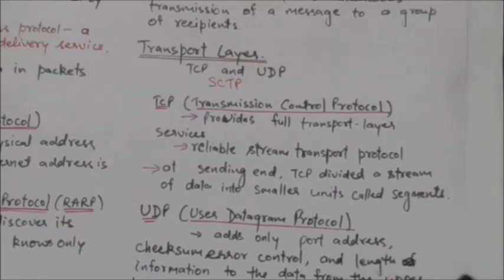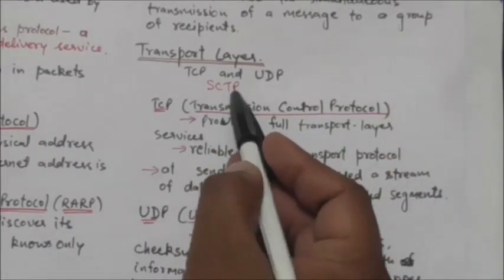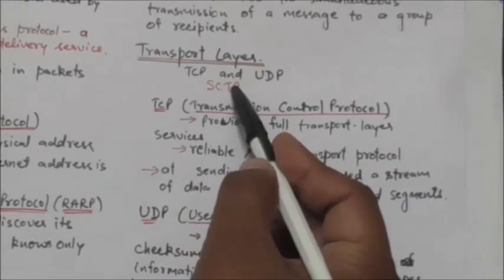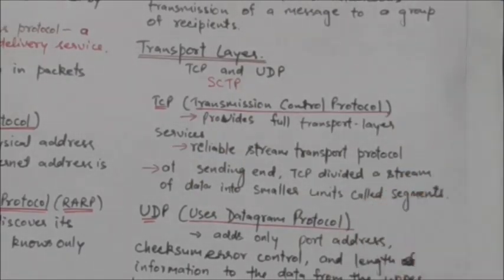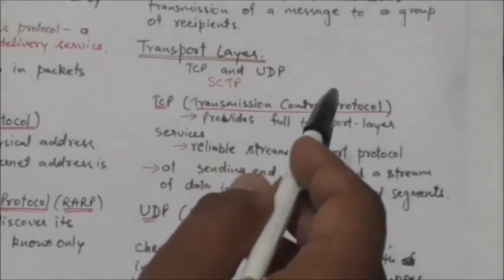Just transferring the packet from one physical device to another is not enough. The packet should be delivered from the sender process to the intended process. So TCP and UDP are responsible for delivery of a message from one process to another process. And SCTP is a new transport layer protocol which is devised to meet the needs of some newer applications. So first we will study about TCP.